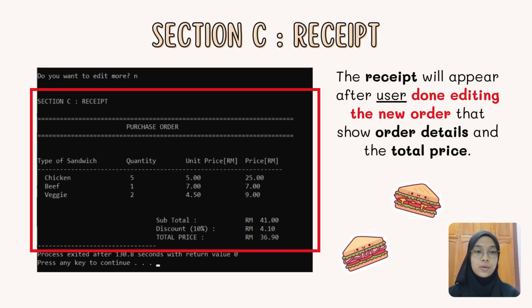Alright, as you can see at the bottom right, there's subtotal, discount, and total price. The subtotal is actually the total price for all types of sandwich before the discount. And then the 10% discount will apply only if the user spends more than 20 ringgit. In this case, yes, because the user spent 41 ringgit, which is more. And then the discount will display the amount of discount. And lastly, the total price. The total price is the price after the discount is applied, which is the subtotal minus the discount.